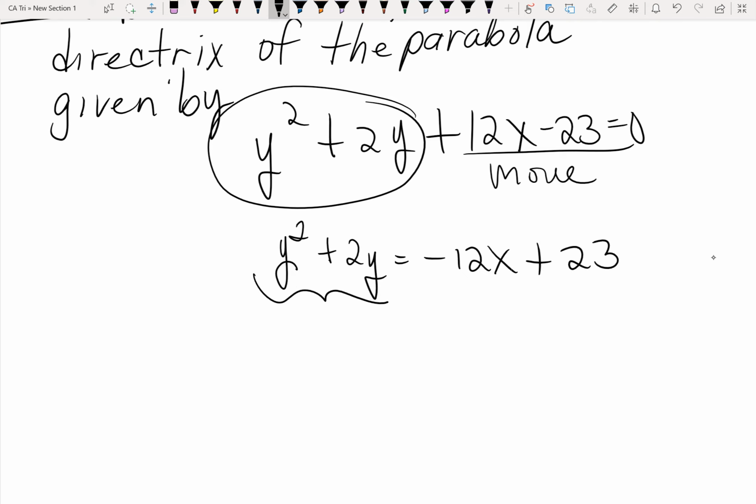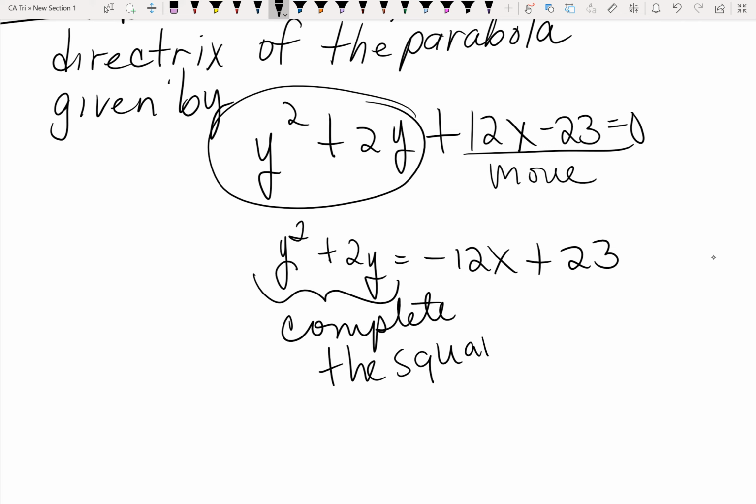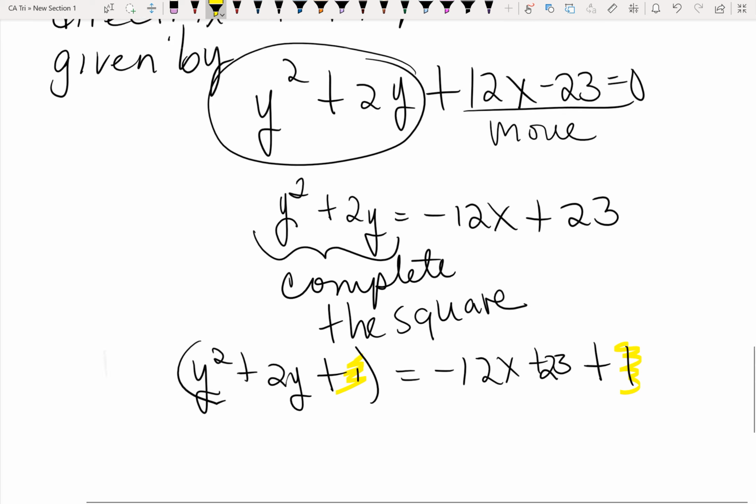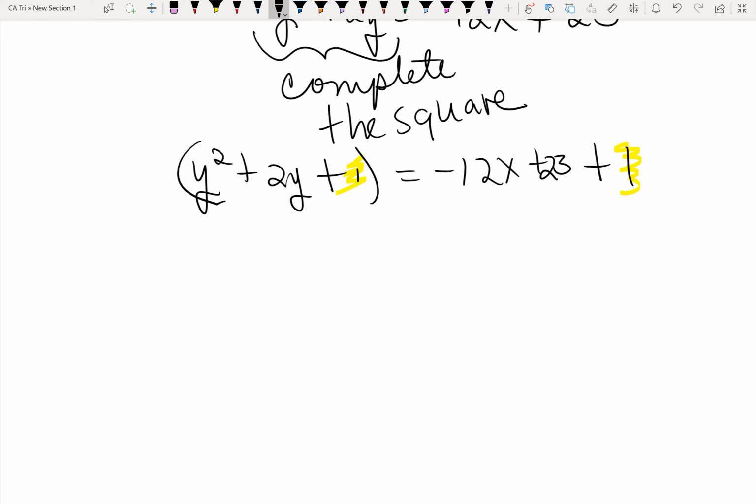And now what I'm going to do here is complete the square. In doing so, I'm going to end up with y squared plus 2y plus 1 is equal to negative 12x plus 23 plus 1. This plus 1 was added here. I have to add it here. Okay? So now this collapses to where I have y plus 1 squared is equal to negative 12x plus 24.